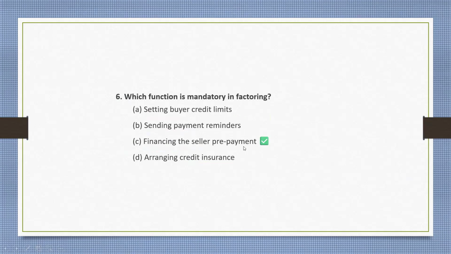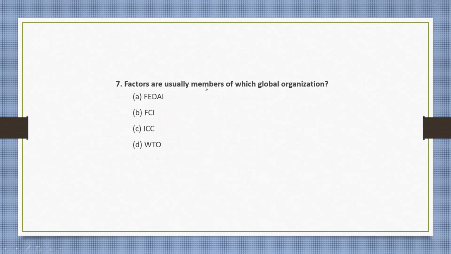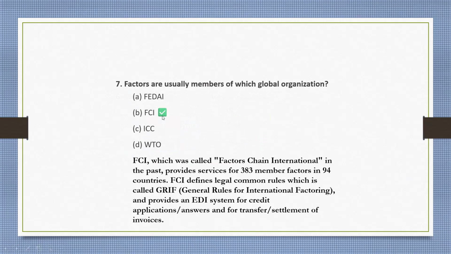So this is the mandatory function of factoring. Factors are usually members of which global organization? FEDAI, FCI, ICC, WTO. Let's see the correct answer. Correct answer is B, that is FCI. FCI, which was called Factors Chain International in the past, provides service for 383 member factors in 94 countries. FCI defines a legal common rule called GRIF, General Rules for International Factoring, and provides an EDI system for credit application, answers, and for transfer or settlement of invoices. So these factors will be members of FCI, Factors Chain International.